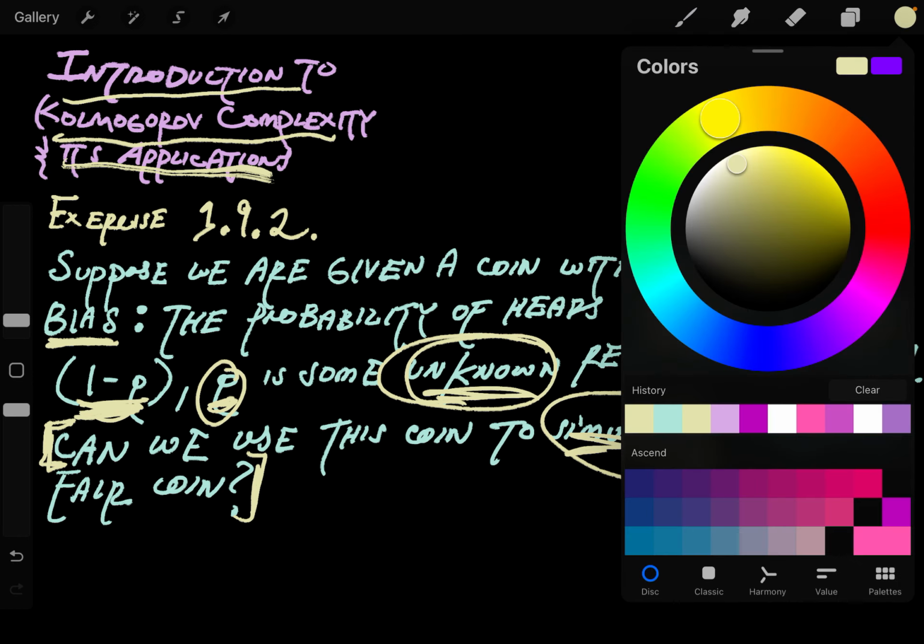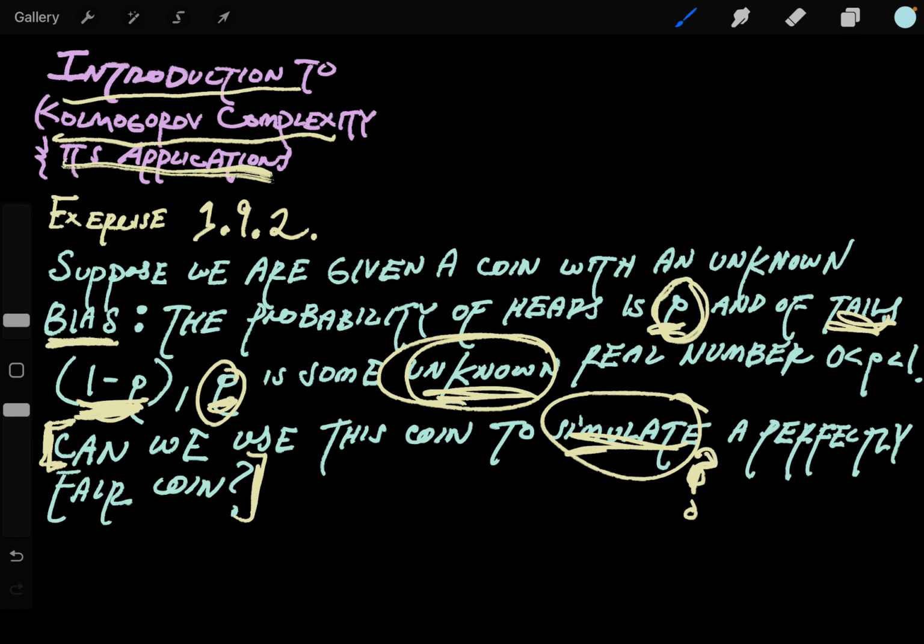Well, to me, this idea of being given a coin where we don't know the bias, an unknown real number, is basically saying, here's something that occurs randomly. We don't know how random it is, but we know that heads comes up with some probability. It's not guaranteed to be heads, and it's not guaranteed to be tails. It comes up randomly.